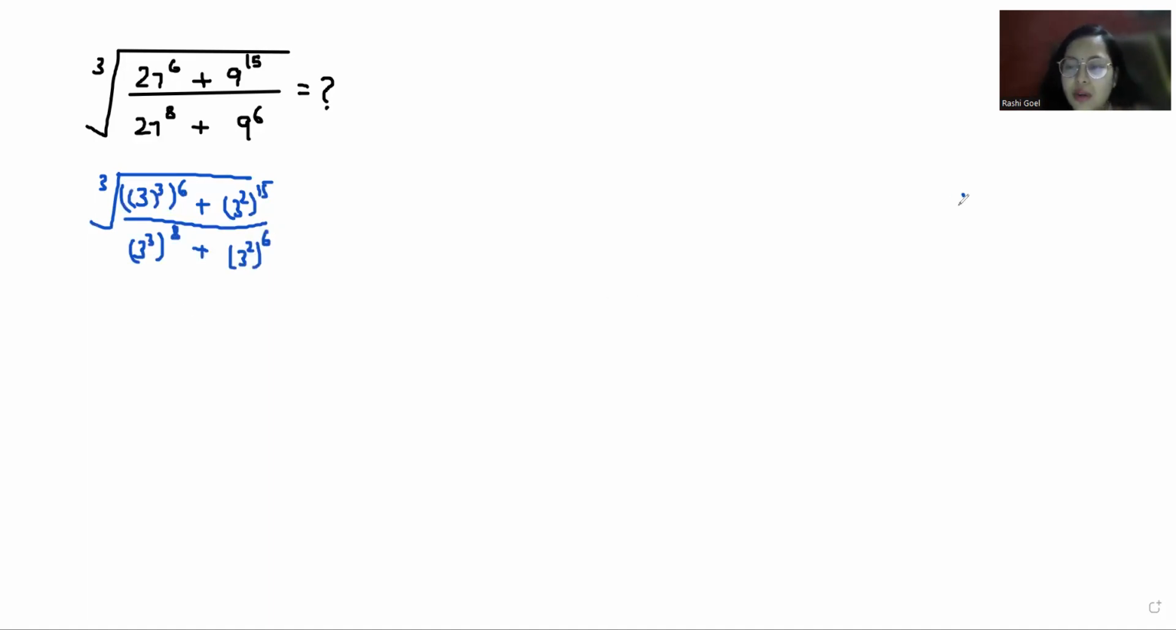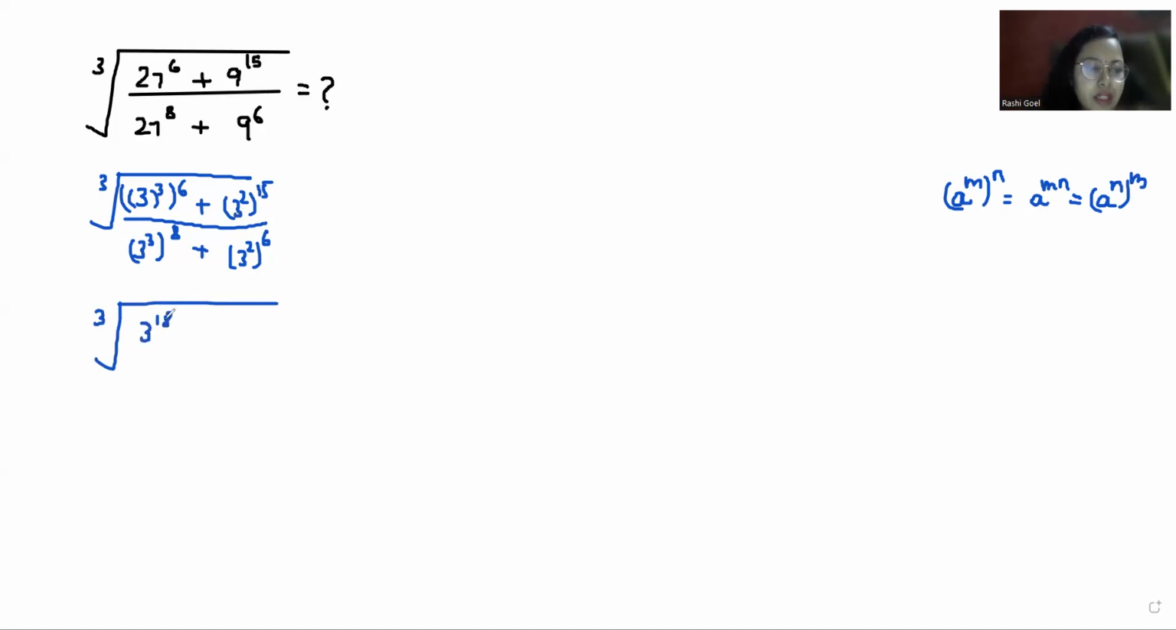Now, according to the exponent rule, (a power m) power n, we can write it as a power mn, or (a power n) power m. So here, cube root of 3 power 18 plus 3 power 30 by 3 power 24 plus 3 power 12.